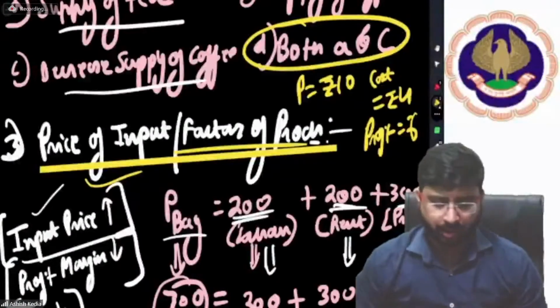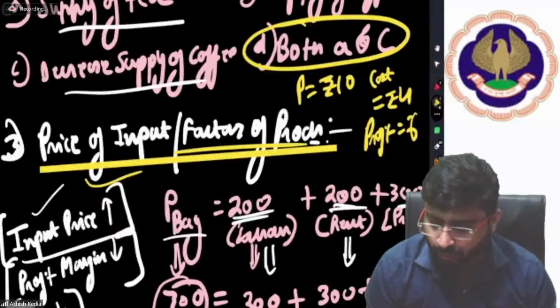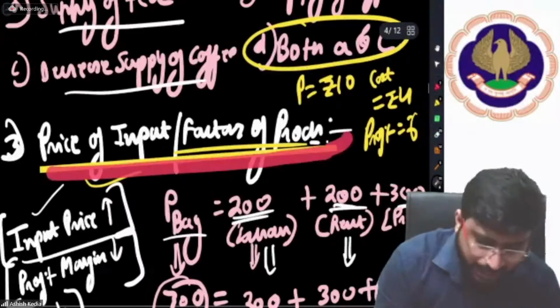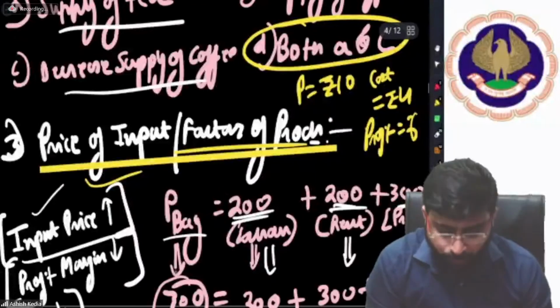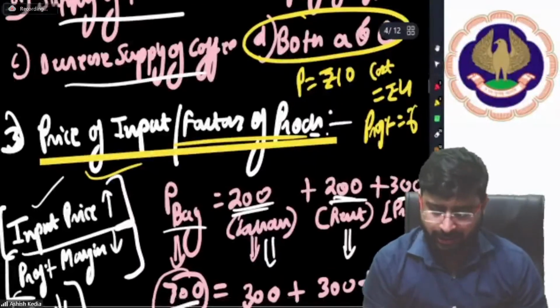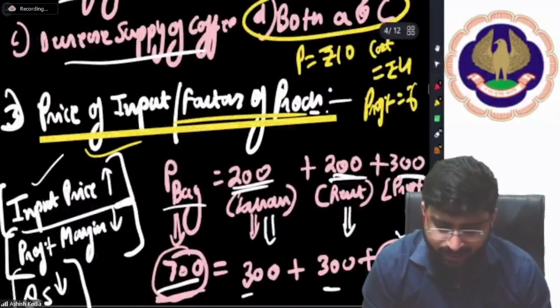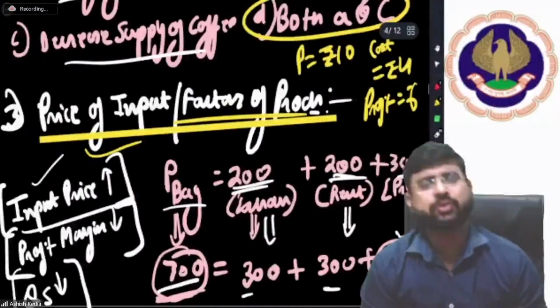What is the next thing? So I will repeat again, price of inputs. I will revise it again, price of inputs. Okay. So suppose we are producing bags. Let's say the bags are at a particular price of 700.